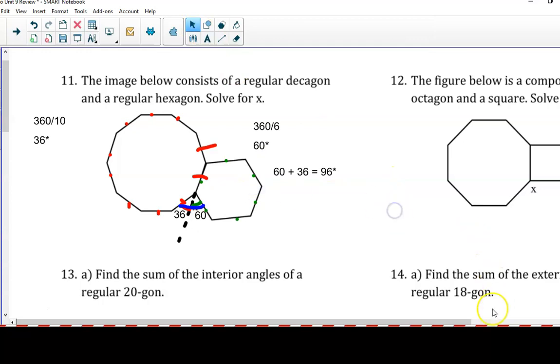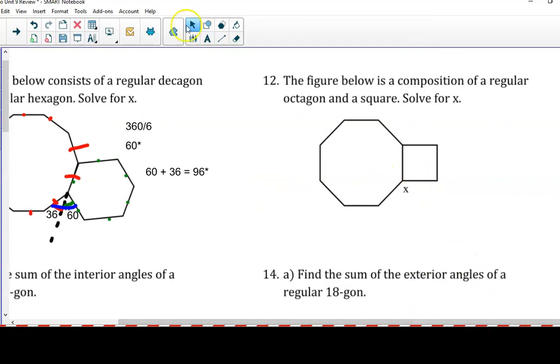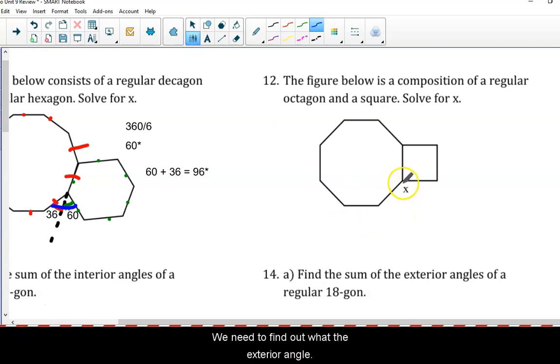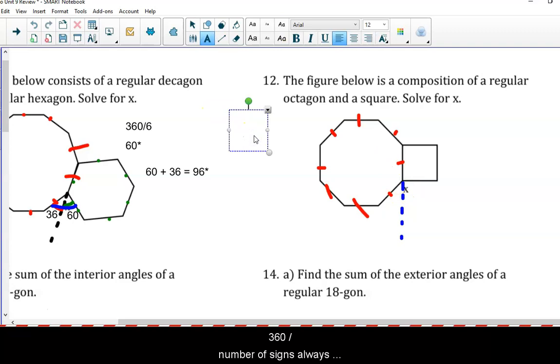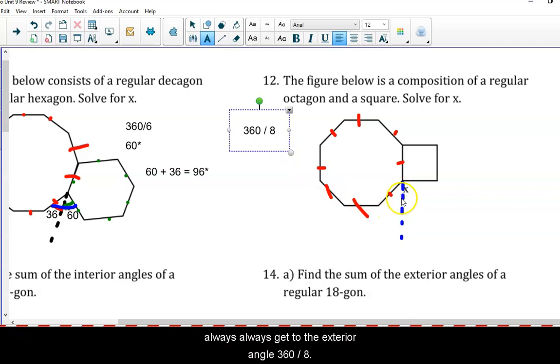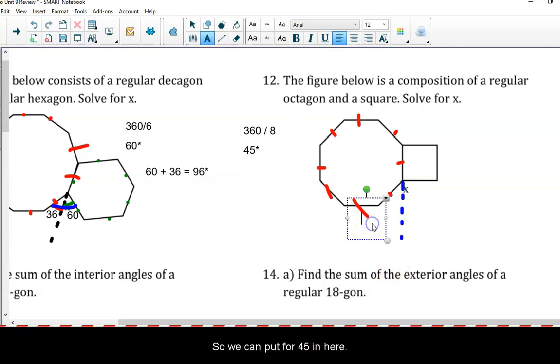Number 12, same thing. We need to find out what the exterior angle of each shape is. So let's see what this is. 1, 2, 3, 4, 5, 6, 7. So it's an octagon, it's a stop sign. Any stop sign, that's 360 divided by number of sides, which always gets you the exterior angle. So 360 divided by 8 is 45. 45 degrees. So we can put 45 in here.